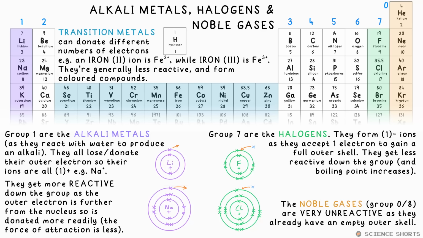Like we said, transition metals can donate different numbers of electrons. For example, an iron ion can be Fe2+, or Fe3+. It can donate 2 or 3 electrons depending on the situation. So we give the ions the name iron(II), the 2 in brackets, and iron(III) to distinguish between them. Transition metals are generally harder and less reactive than other metals. They also form coloured compounds.